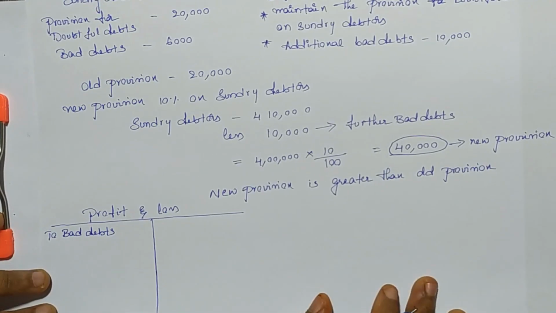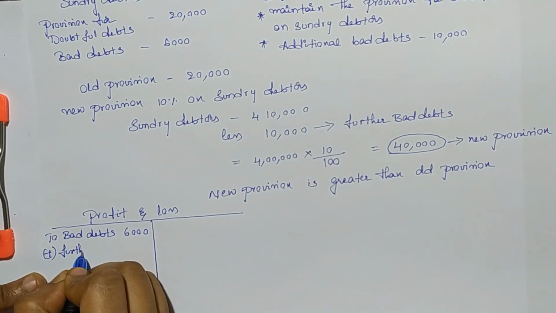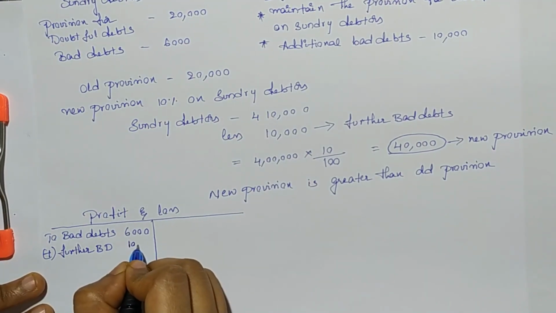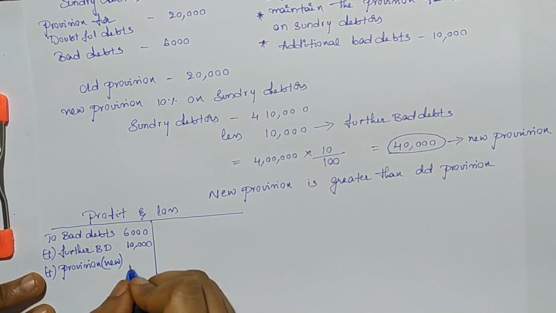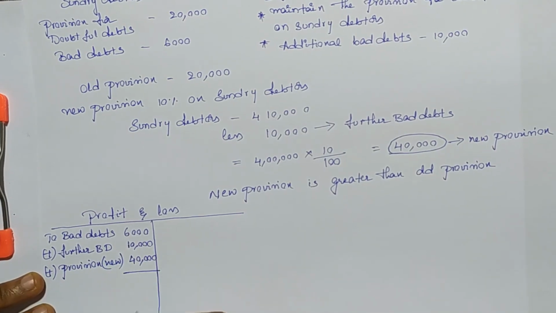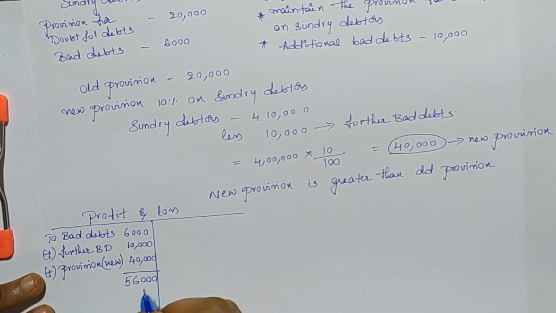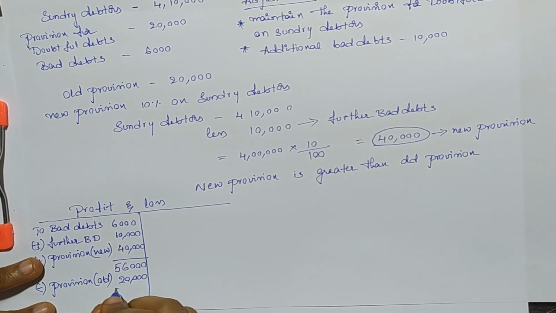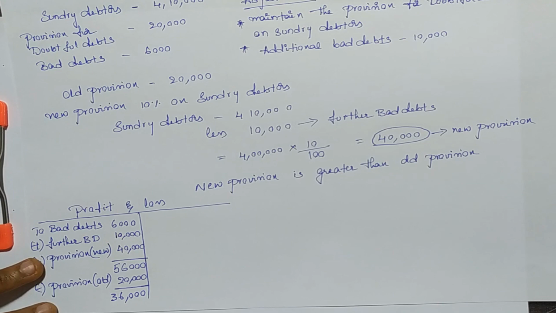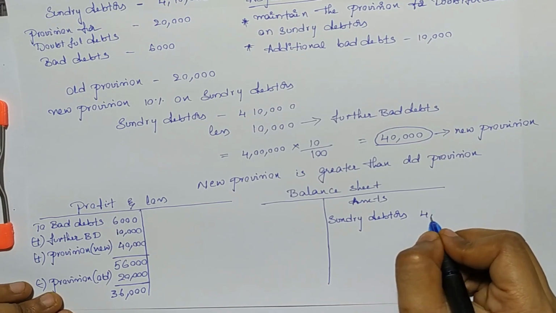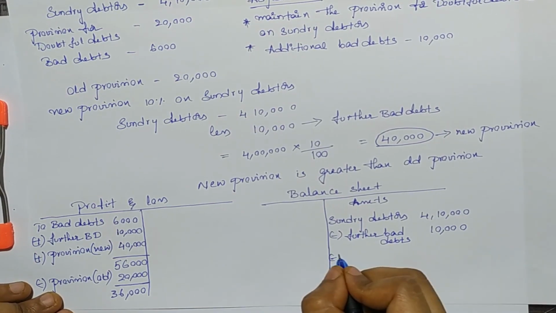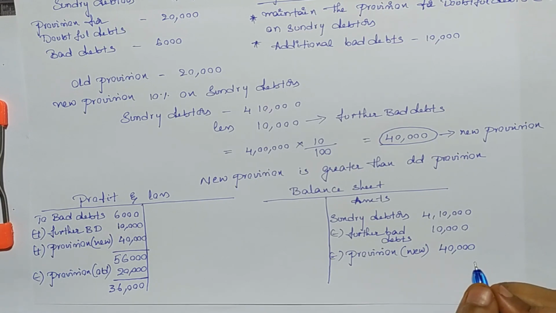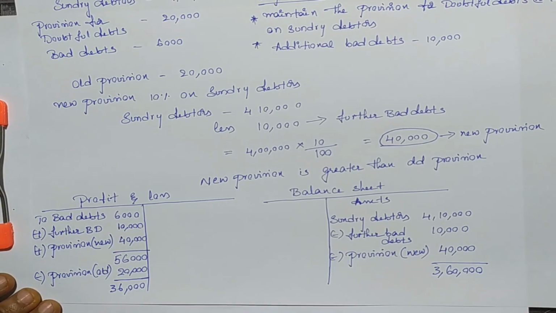In this case, we will mention the bad debts amount which is there in the trial balance on the debit side of the profit and loss account, and we will add further bad debts amount and the new provision amount to the bad debts amount. After adding, we will get 56,000. From this 56,000, we will deduct old provision amount, that is 20,000. After deducting, we will get 36,000. Now we will deduct this further bad debts amount and new provision amount from the sundry debtors amount on the asset side of the balance sheet.